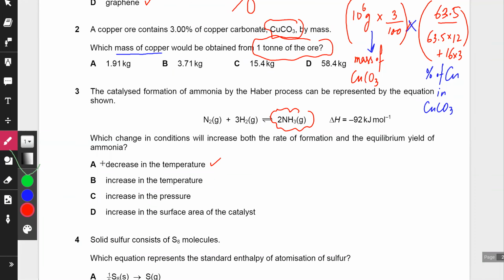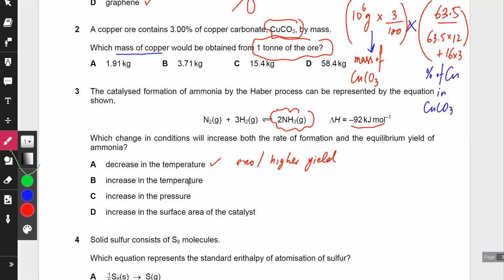It won't be achieved quicker, but ammonia would be produced more, because of the higher yield. Exactly. Lower temperature favors the exothermic reaction, right? So it is an exothermic reaction. You're going to get more ammonia, but the temperature is lower, which means it's going to take a much longer time. What about increase in temperature?